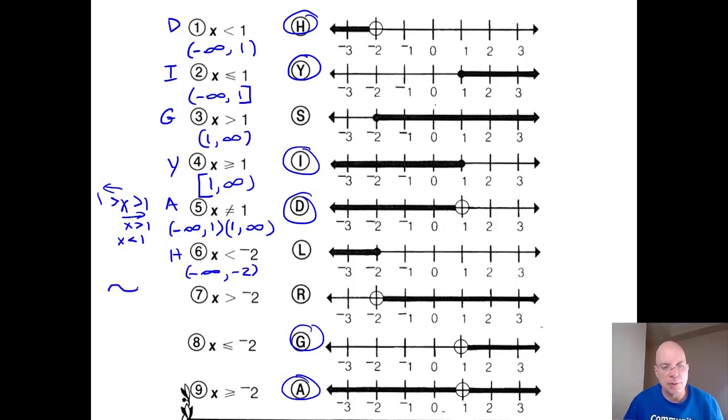This infinity symbol is called a lemniscate. That's a fancy math word that I didn't know for quite a long time. So I'm teaching it to you now.